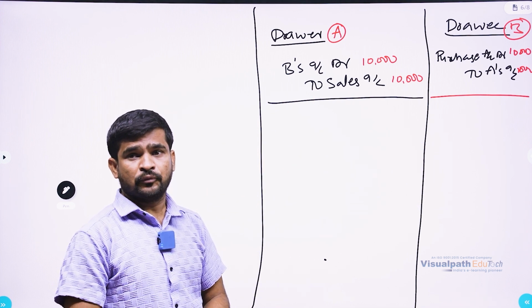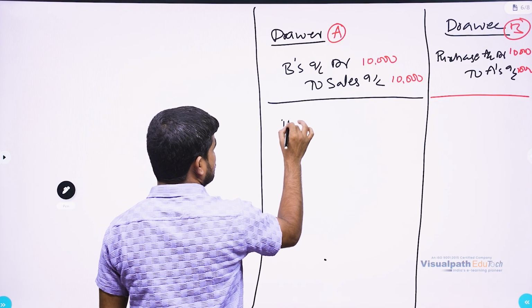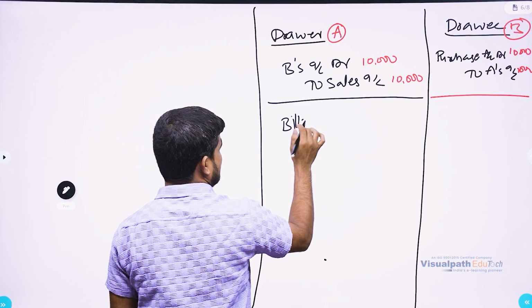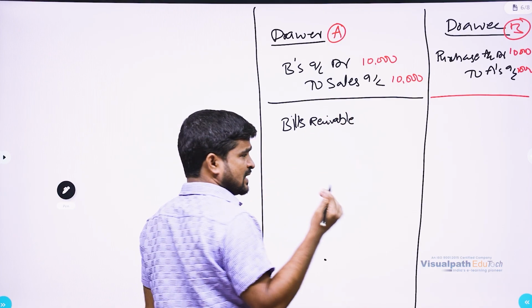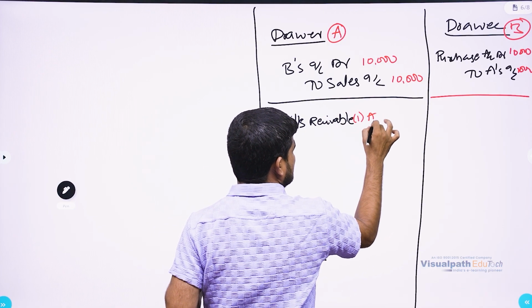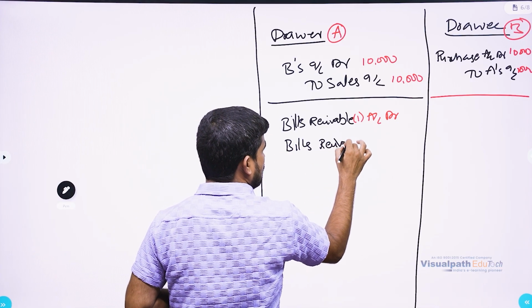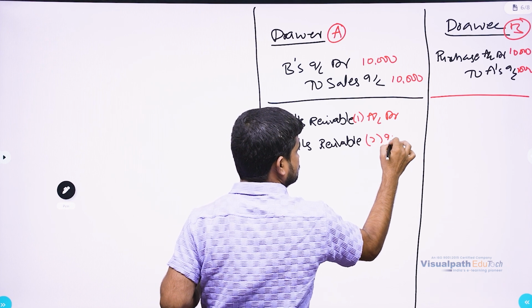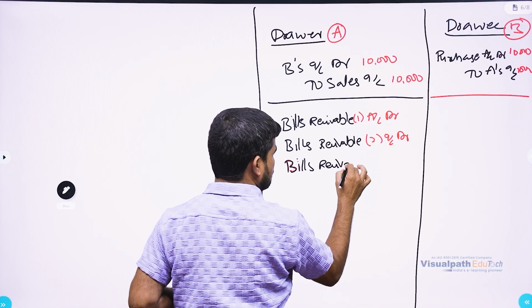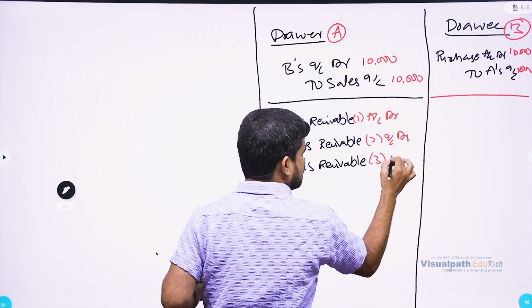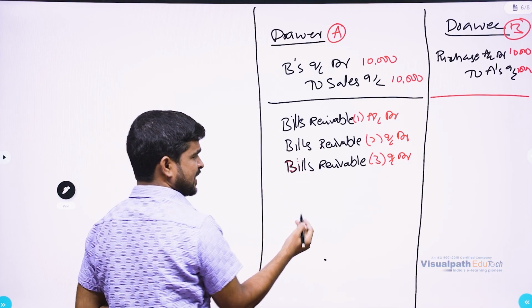Now we'll discuss when bills are drawn. When bills are drawn, we simply write the entry, where bills are being received. What are we receiving? Bills receivable account. Sir, there is not one bill, there are three bills, so we'll make separate accounts: bills receivable 1 account, bills receivable 2 account, and bills receivable 3 account. Three bills we are receiving.